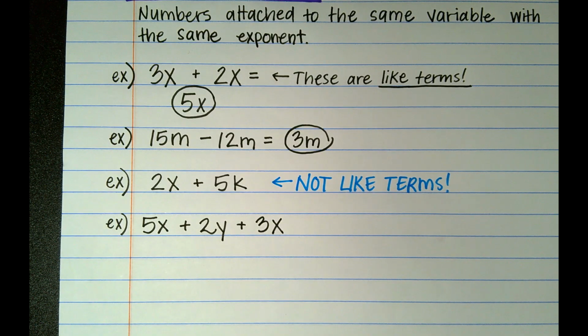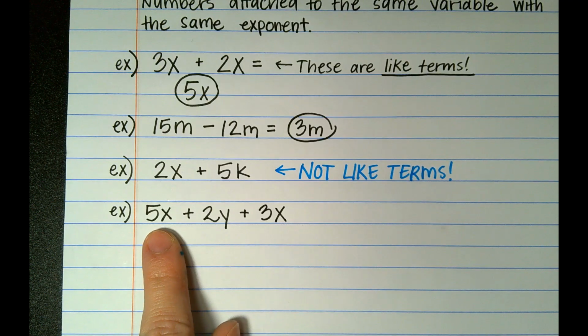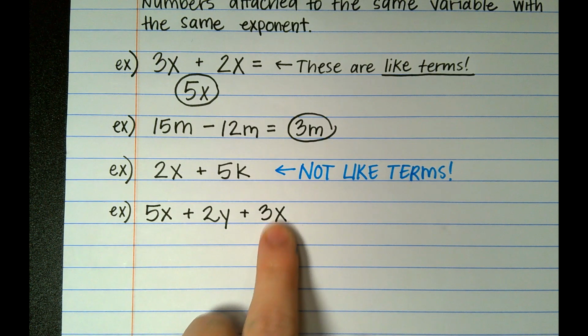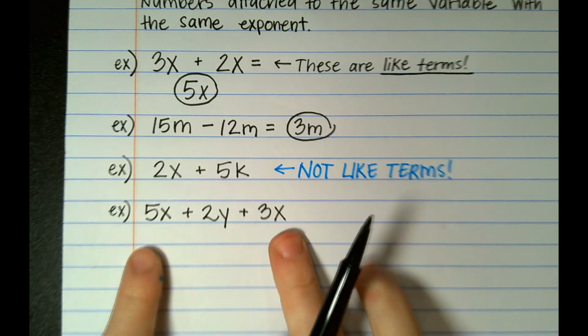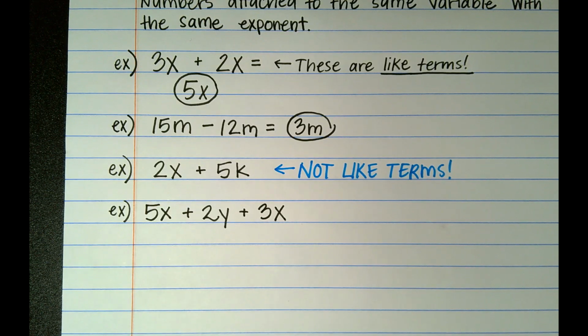So you're going to multiply that 5x. 5x plus 3. 8x, because they're alike. Yes. Right. You guys are so smart.